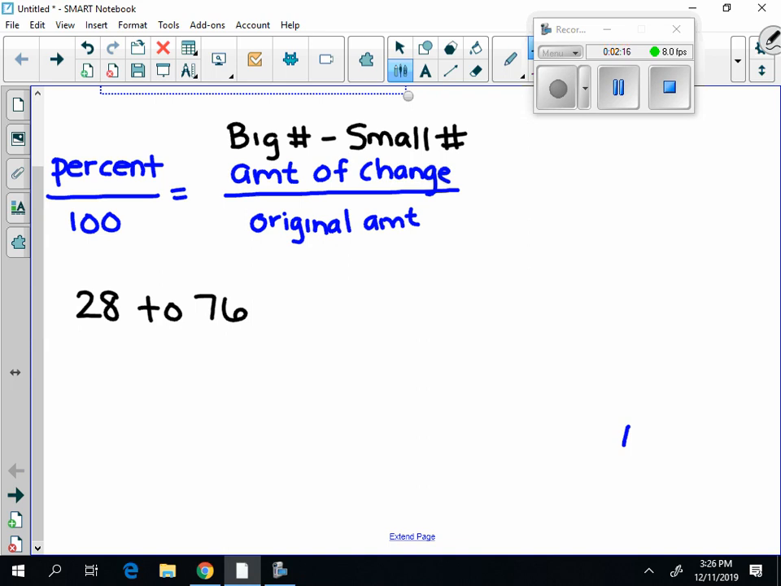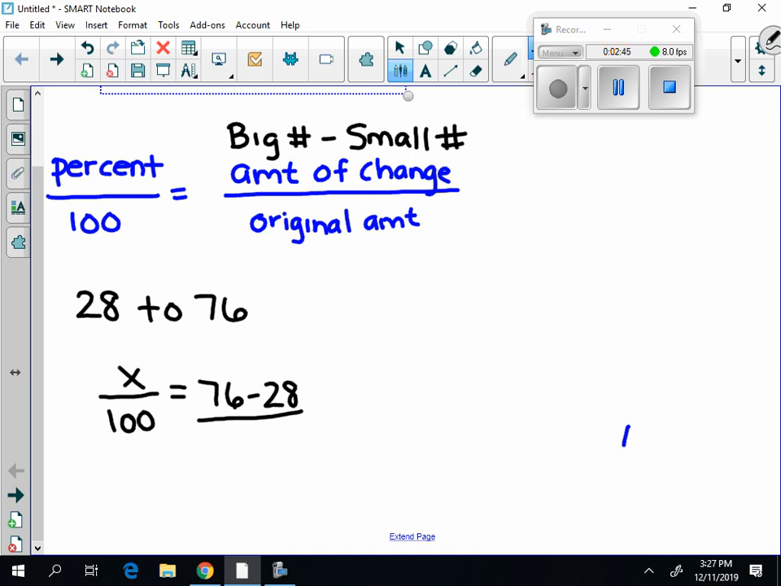The purpose of today's homework. So X is always going to be that percent. So X goes over 100 because percents are always per 100. That's going to equal the amount of change. What is the difference between 76 and 28? I'm going to take 76 minus 28, and I'm going to put that over my original amount.